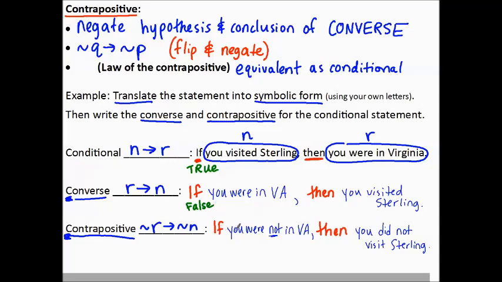Finally, the contrapositive, if you were not in Virginia, so you did not enter the state, then you did not visit Sterling. Absolutely true, because how can you visit Sterling if you were not in Virginia? Notice that the contrapositive has the same truth value as the conditional, even though the converse did not.